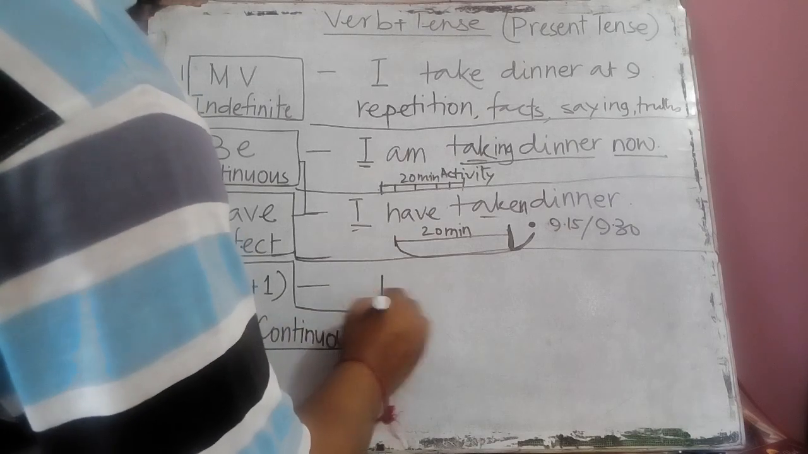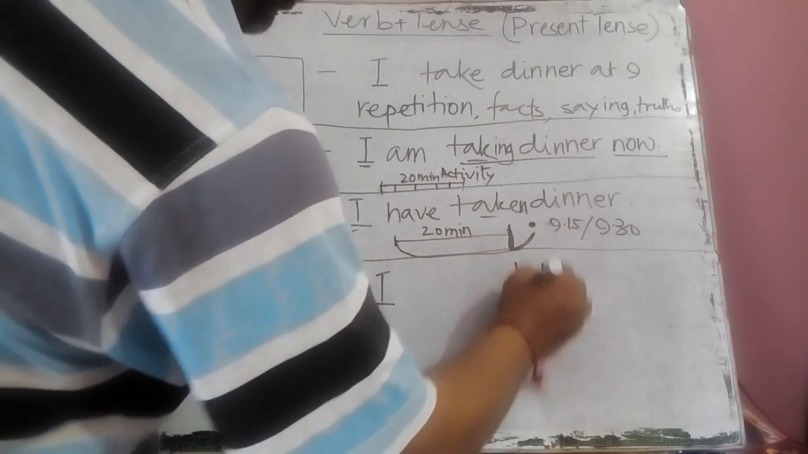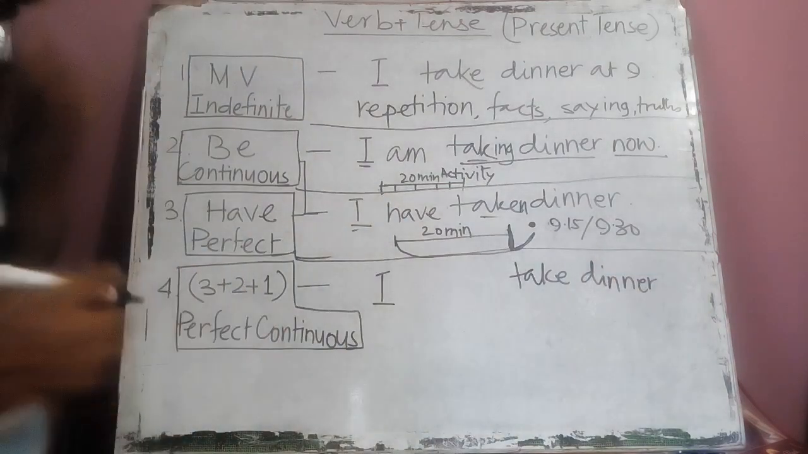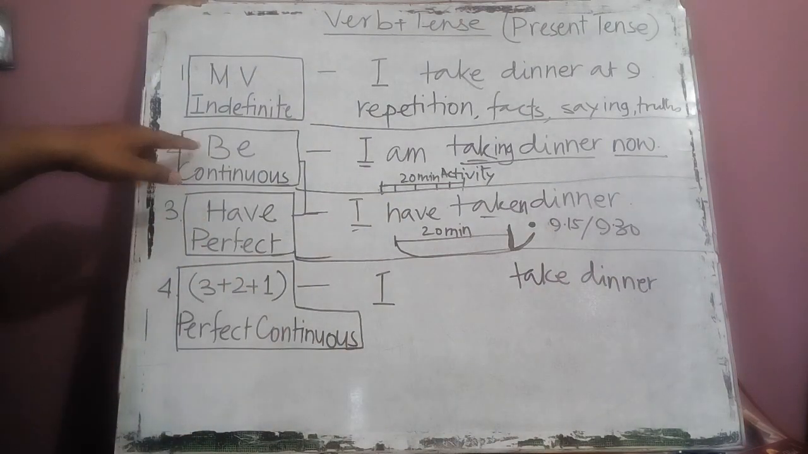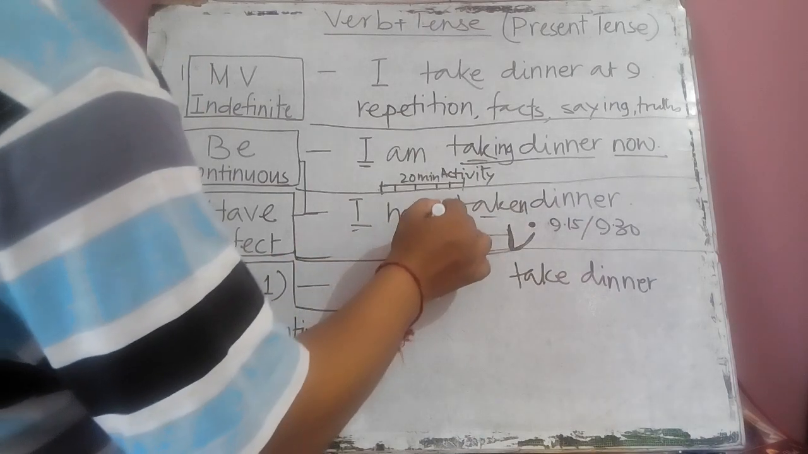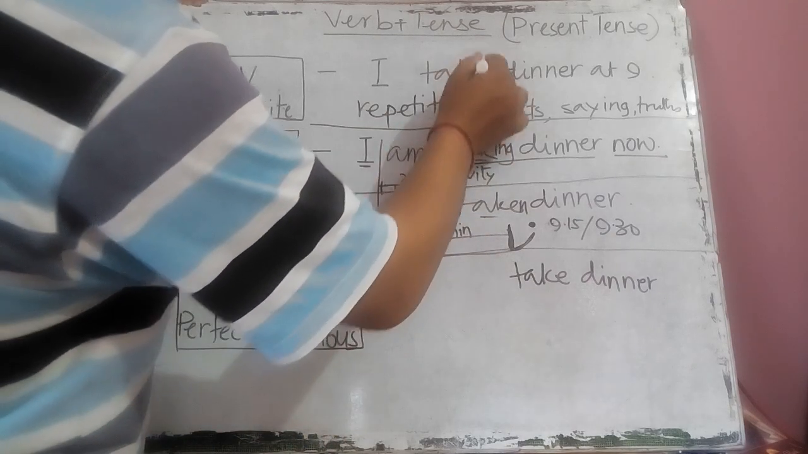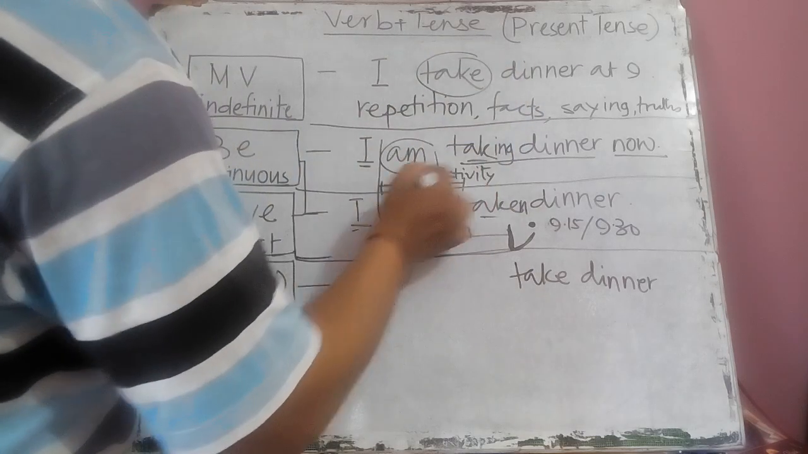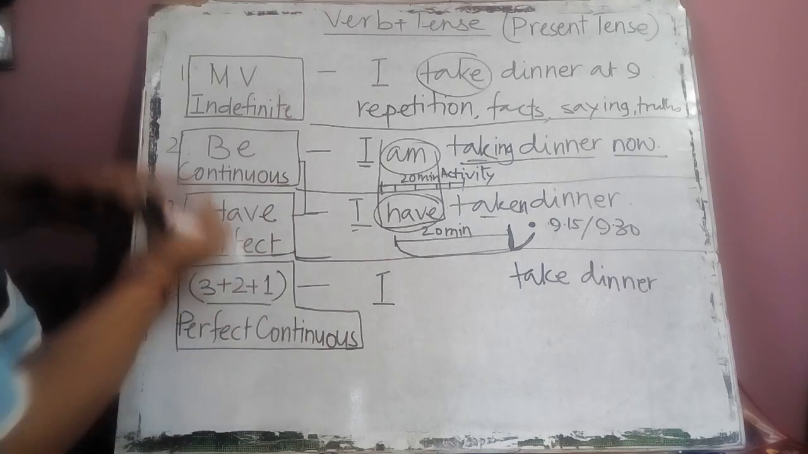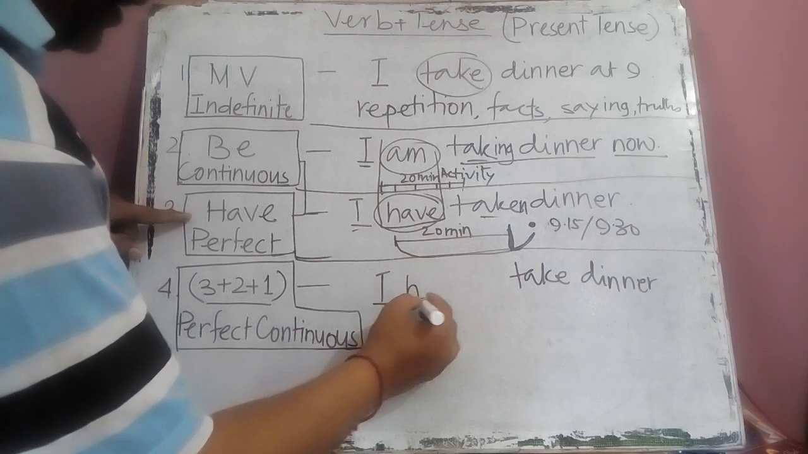So let me take down the main sentence first. I, then take dinner, without time. So first we are going to write this, then this, then this. First comes the verb. So we are writing here only the first verb, from here first, from here first, from here first. So in the reverse order we are going to go, this verb, this verb, this verb. So we are going to write the first from third.